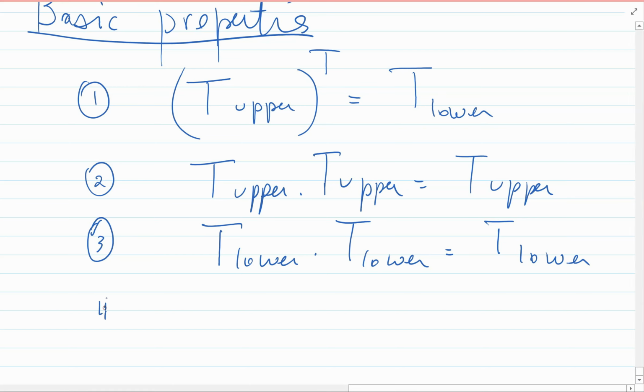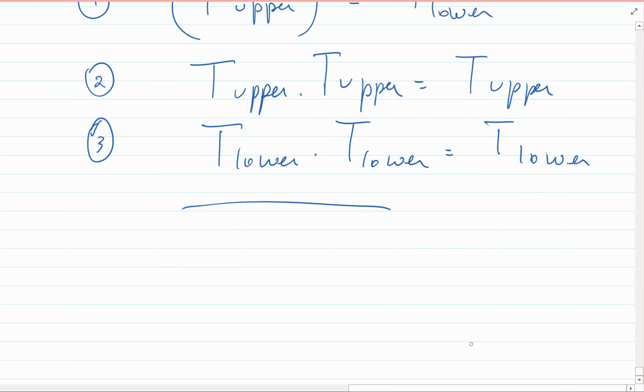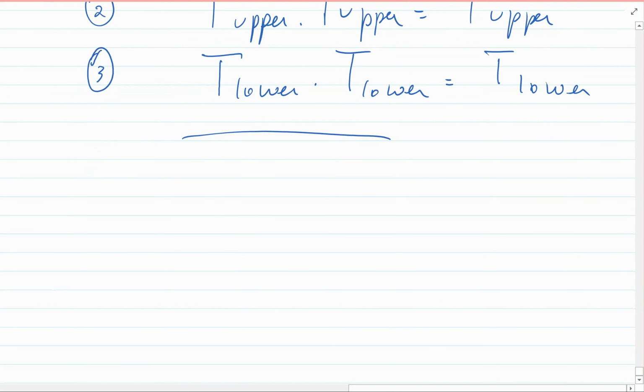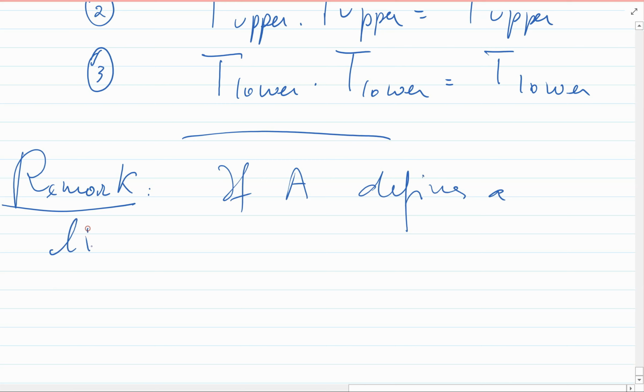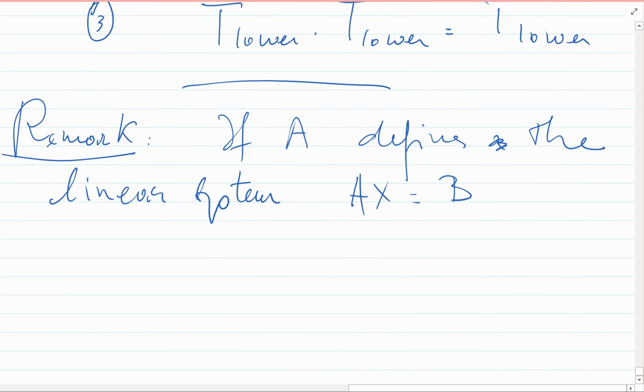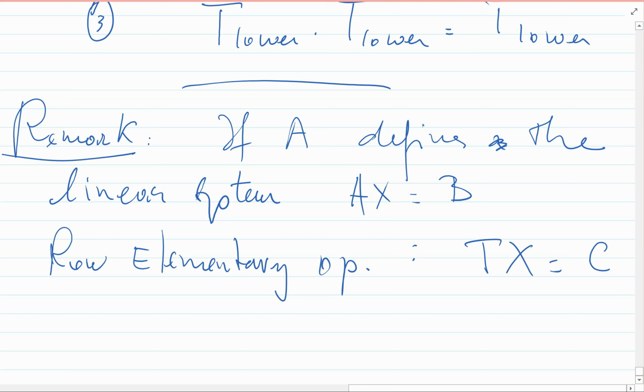So this one is a little bit tricky, so let me put it separately, okay? So let's make some comment and then explain this one. So what did we say about, let's say, a remark? Let's put it as a remark here. So we said, if A defines a linear system, A times X equals B, B is the non-homogeneous term, okay? And then what we did is the elementary row operations, and we end up with something like T x equals C, where T is upper triangular, okay?